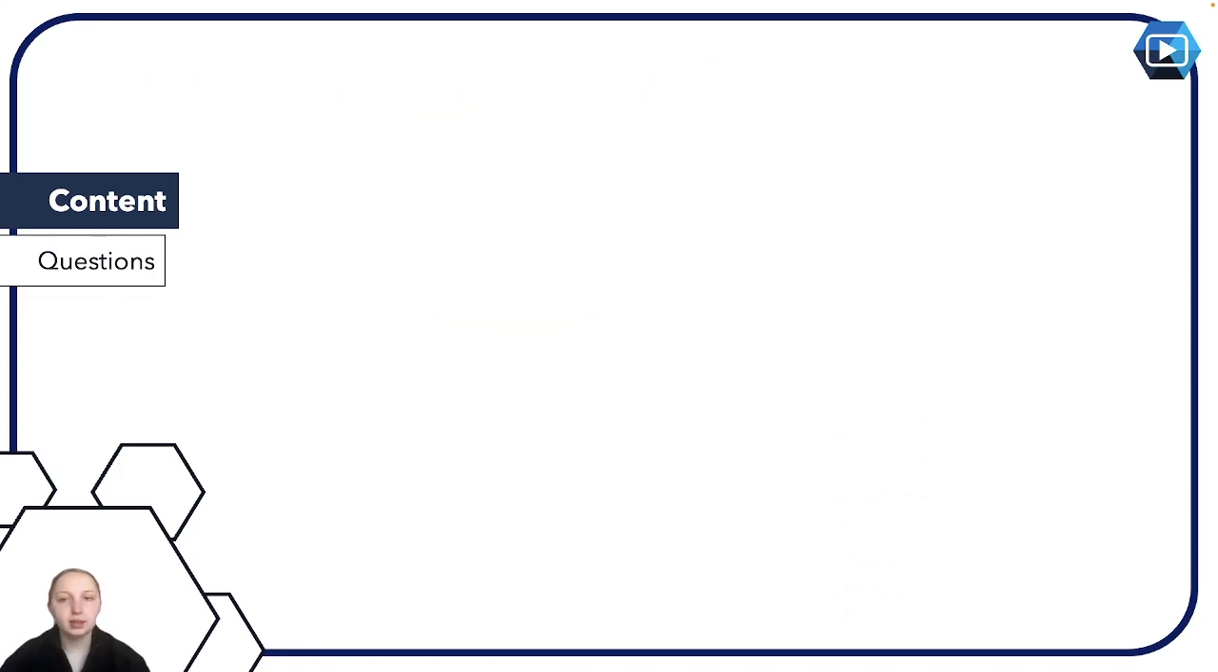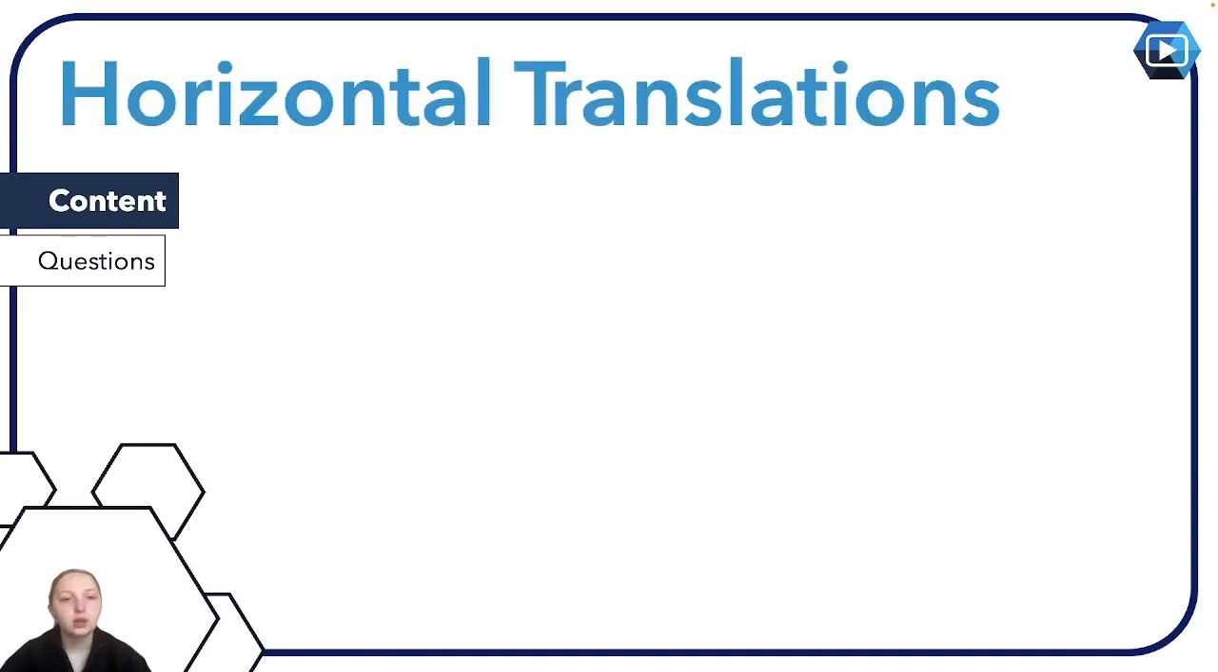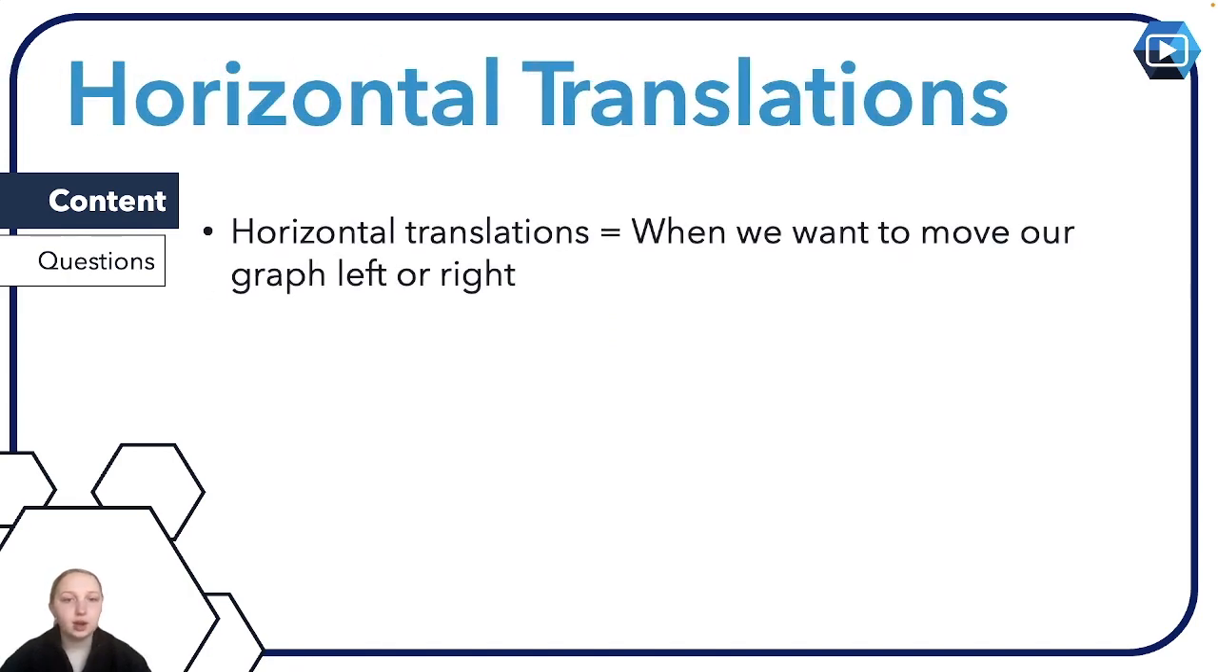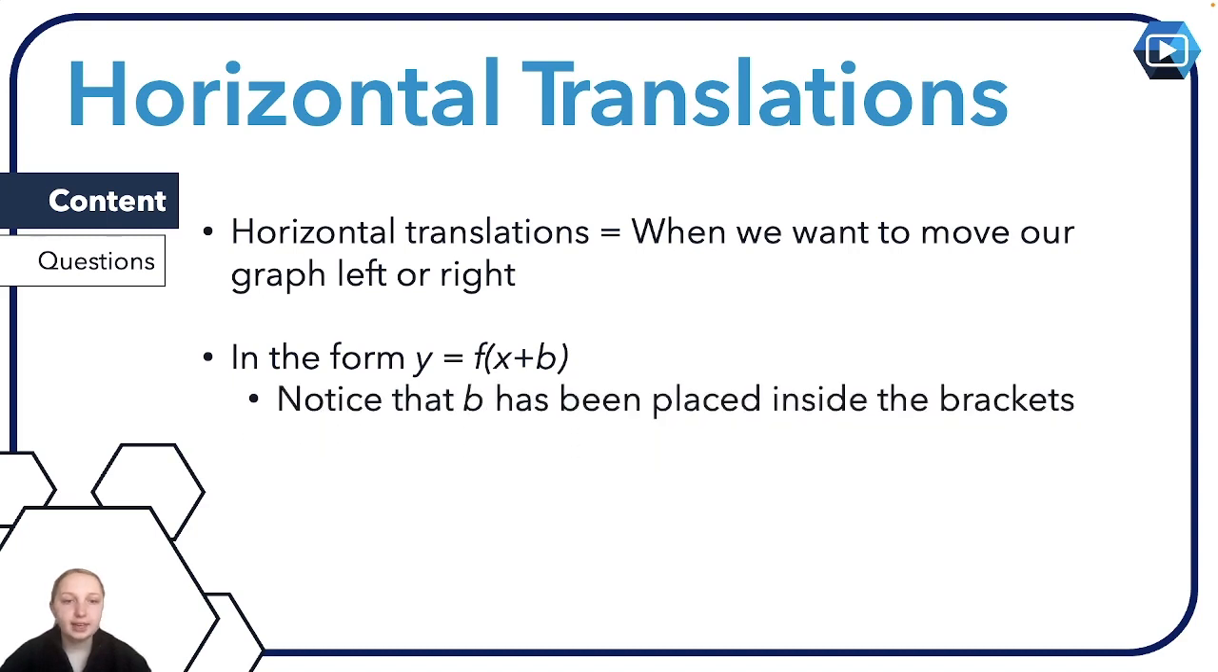Next, we'll have a bit of a look at horizontal translations. So your horizontal translations are when you want to move your graph in its entirety, left or right. Similar to vertical translations, with a horizontal translation, you're moving every single point on a graph to the left or to the right by a factor of b. So your horizontal translations will occur in the form y equals f of x plus b. Noticing here that b has been placed inside the brackets.